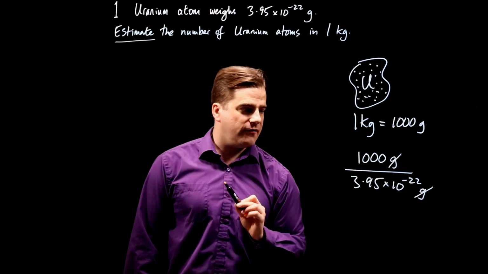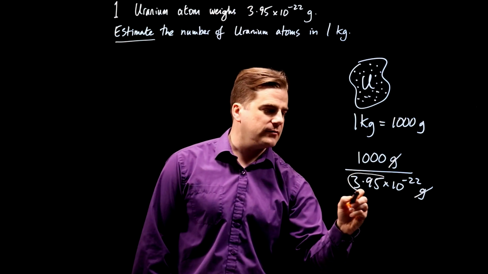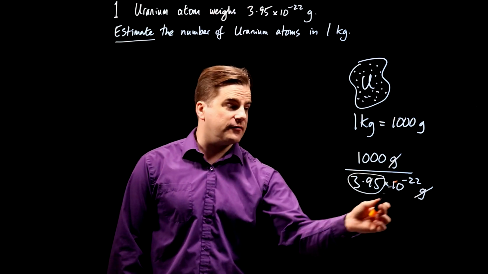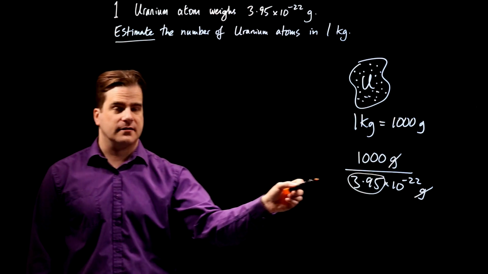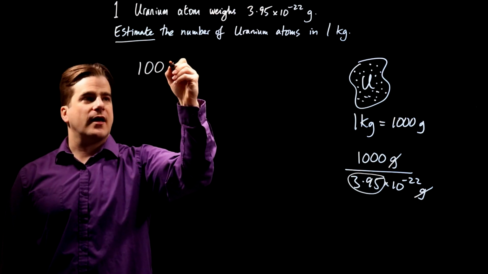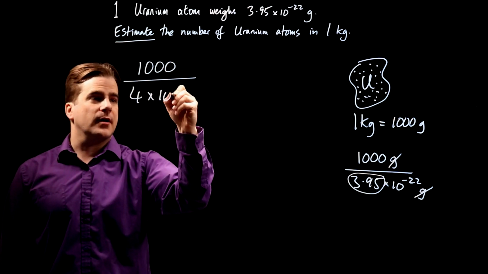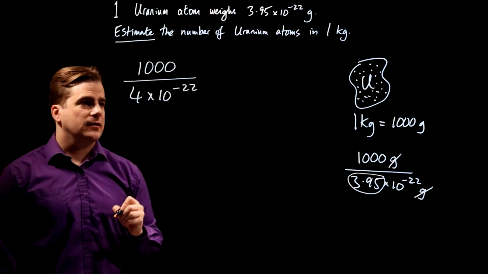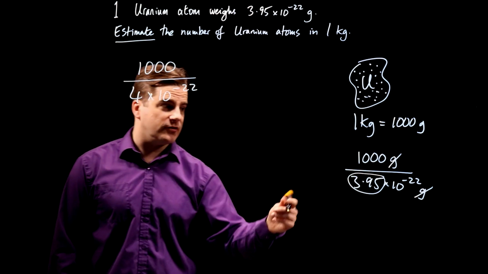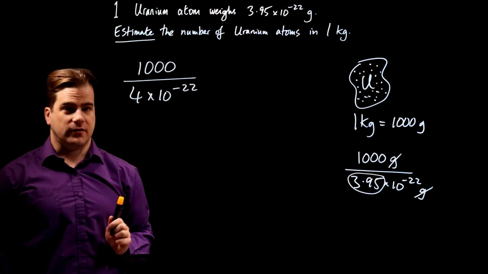Notice that 3.95 is very close to 4. So that's what we're going to focus on. If that were 4, we could do this without a calculator and we'd still get an answer very close to the correct answer. So that's the approximation we're going to make. We're going to do 1,000 divided by 4 times 10 to the minus 22. That's much easier. And that will give an answer very close to the true answer, because 3.95 is very close to 4. So that's what you have to do.